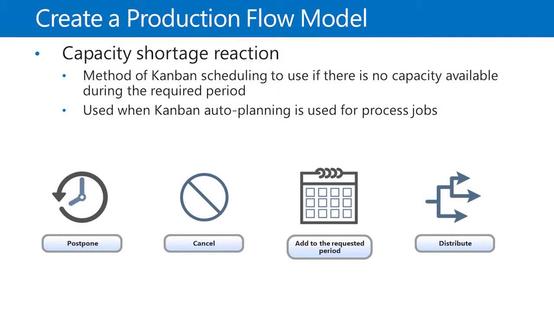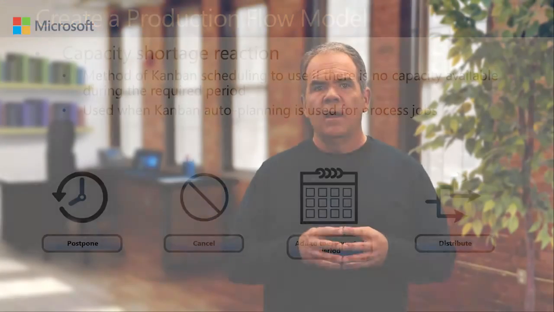With the postpone option, the job is postponed until the day that throughput becomes available. With the cancel option, automatic planning of the Kanban job is canceled. With the add to the requested period option, the job is added to the scheduled period of the required date. The result is that the work cell is overloaded during the scheduled period. With the distribute option, the Kanbans of a single event are distributed to the available production periods, starting with the first available period. The planning period is used for planning Kanbans automatically and using the Kanban schedule board.